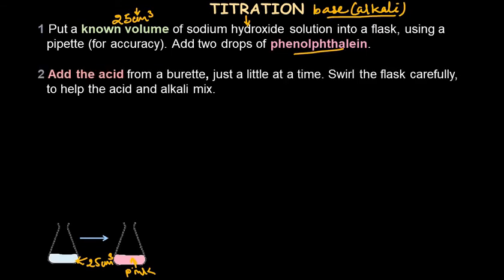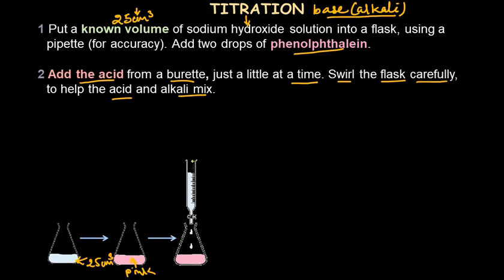In the next step, add the acid from the burette just a little at a time, and keep on swirling the flask carefully to help the acid and alkali mix. So suppose here is a burette, we are adding acid dropwise to the conical flask as we can see here, and then keep on mixing it well.